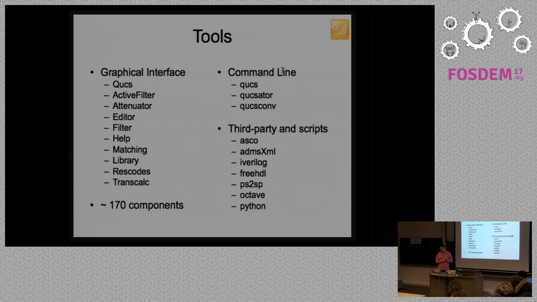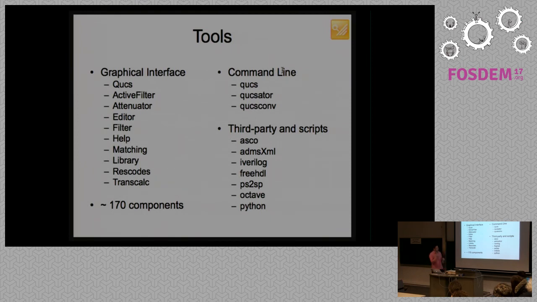There's a matching tool. There is the library. And there is a small resistor color code conversion tool that's useful for students. And there is also a transmission line calculator. In total, we have, now it's less, but it was 170 components. We removed some non-GPL components recently, but we are adding new components for RF, so the count is about the same. From the command line, you can access QUCS, which is the interface, the schematics.